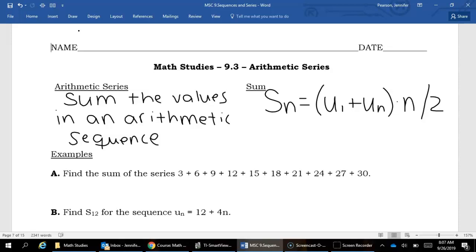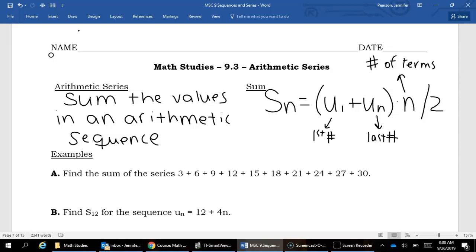We take the sum of the first number and the last number. We already know U1 is the first number, but we'll write that again. Un would be the last number, and n is the number of terms. So we sum the first number and the last number. We need that sum, that's why it's in parentheses. And then we're going to multiply it by the number of numbers in the list, divided by 2.